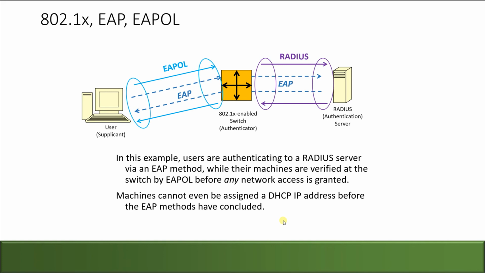Okay. Once the credentials are successful and the authentication server gives the go-ahead to the authenticator, then the authenticator will open up the port, and then the PC will get its IP address.